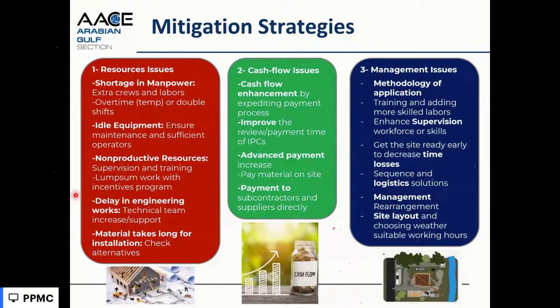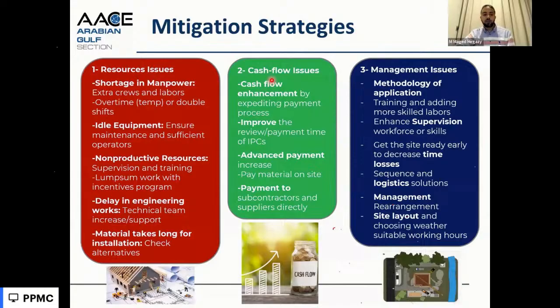So my question is that for the cash flow issues, you have mentioned advance payment and increasing payment for material on site, but when we look into an EPC, engineering procurement construction project, the budget is constant, meaning the budget is not to be increasing, but here you said that advance payment increases. So why do we increase payment?